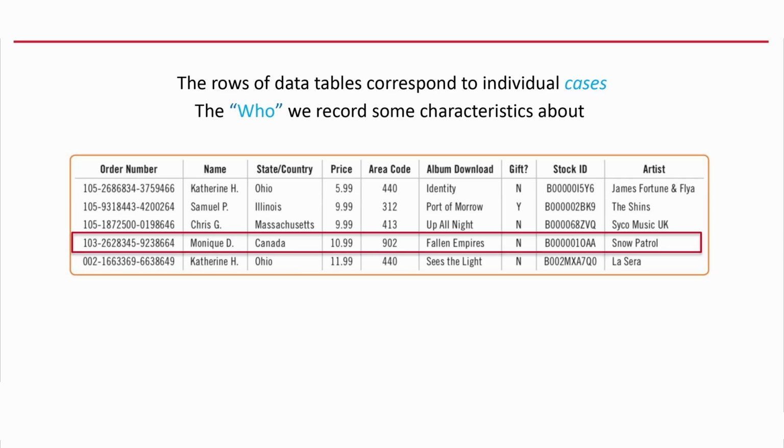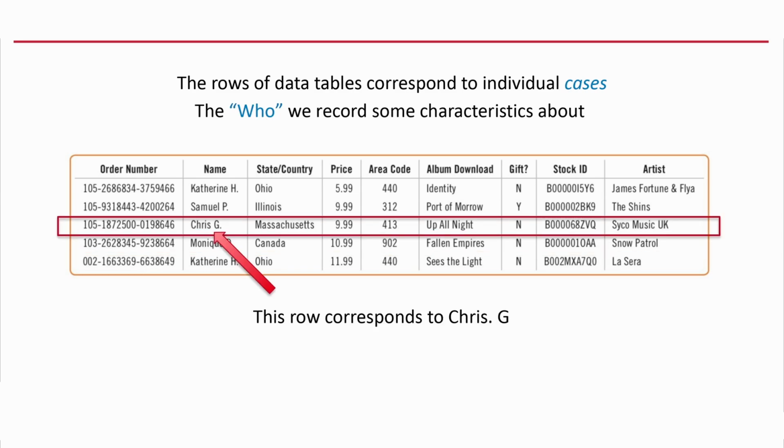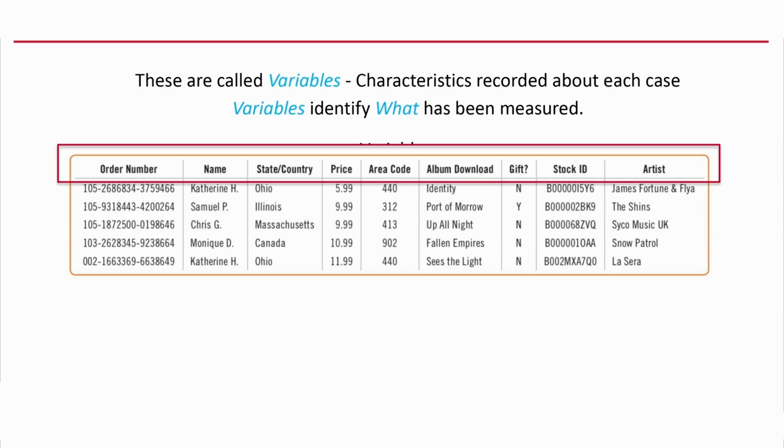Now, when it comes to this data table, I want you to look at the rows first. Sometimes we call the rows cases, but regardless, the rows tell you the who. In this row, you can see under name it says Monique, so this entire row is dedicated to Monique. The row above, that name is Chris. This row corresponds to Chris. Now, the columns, like I called out name, are called variables. So the different variables here are order number, name, state, country, price, area code, album download, gift, stock ID, and artist. They tell you the what.